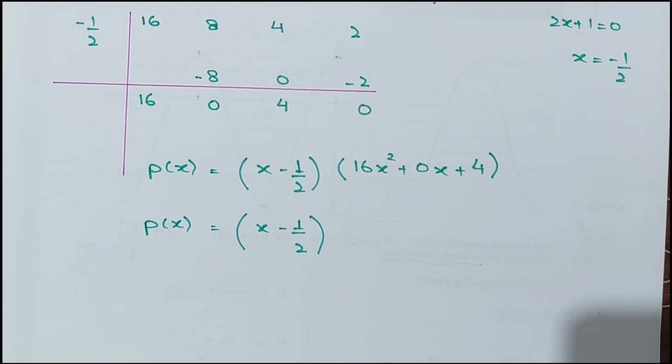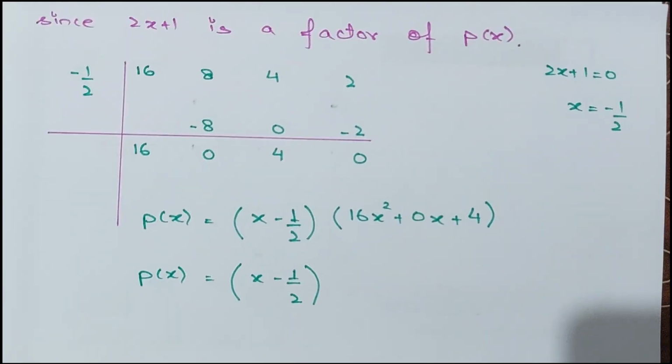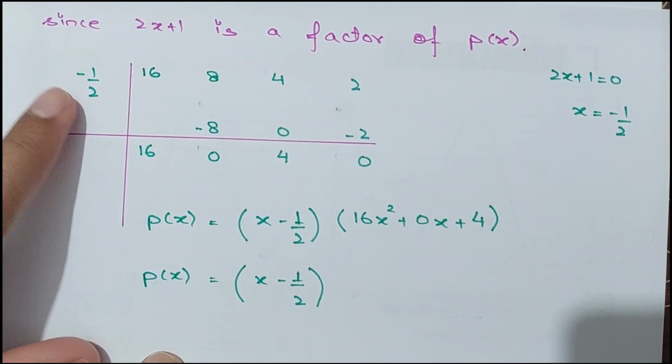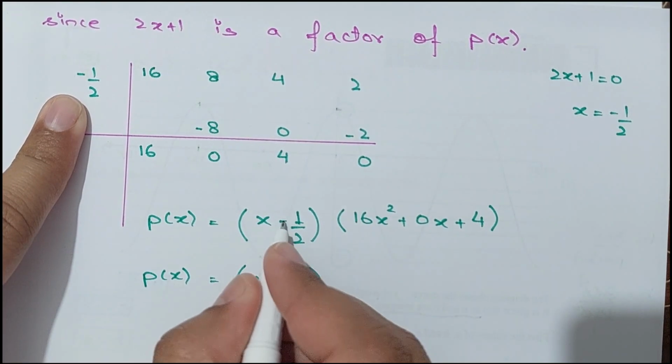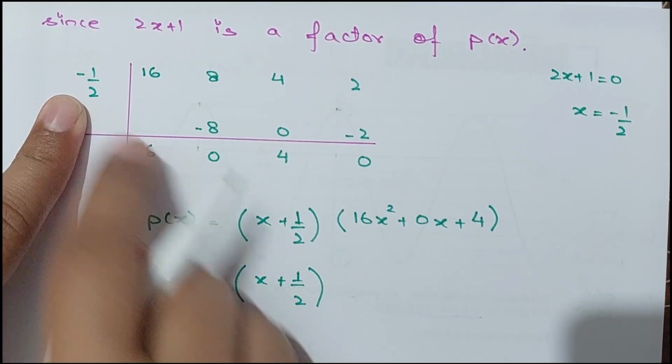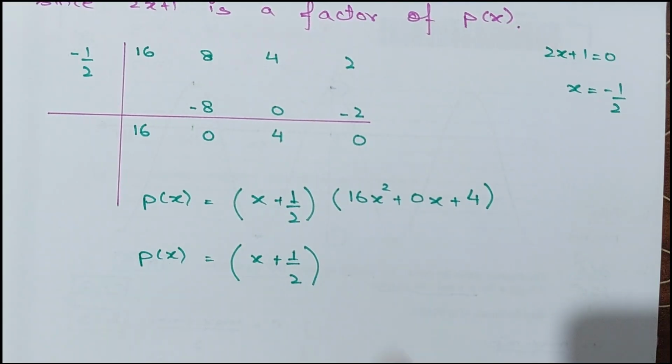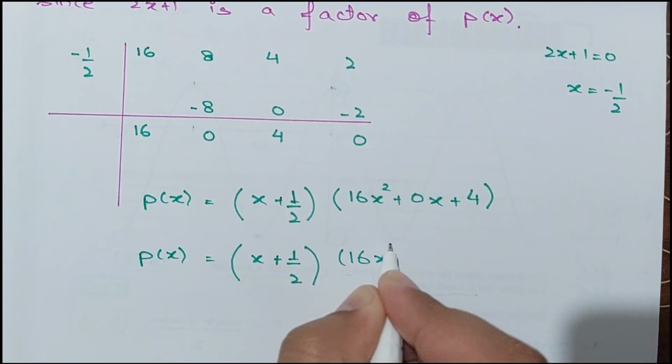Wait, let me explain what mistake I made here. As you can see, the x value is minus 1 by 2. So x plus 1 by 2 would be equal to 0. So it is plus. When you solve for x, this would be minus 1 by 2, right? Okay, now this is 16x square plus 4.